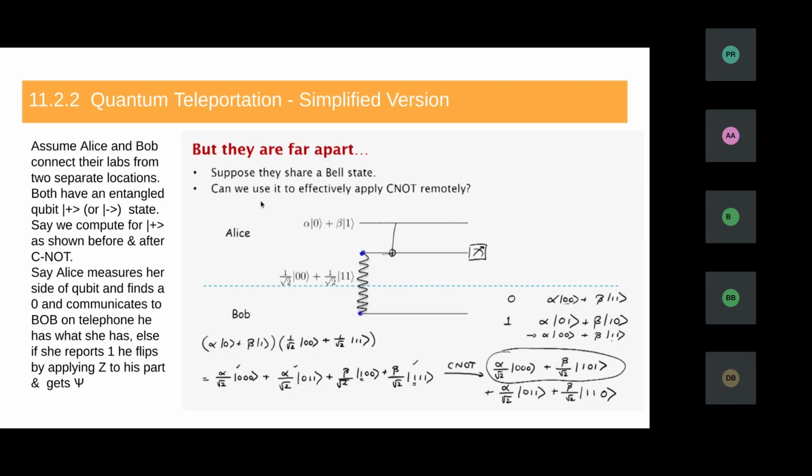So assume Alice and Bob are connected in their app from two separate locations. Both have an entangled qubit, which is a plus or minus state.